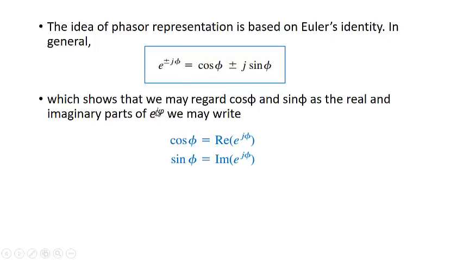So we may regard cos phi and sine phi as the real and imaginary parts of e raised to the power j phi. You can see from here, if we use only plus, e raised to the power j phi is cos of phi plus j sine of phi. So the real part of e raised to the power j phi will be cos of phi. Similarly, the imaginary part will be sine of phi. So we can represent cos of phi and sine of phi in terms of these equations.